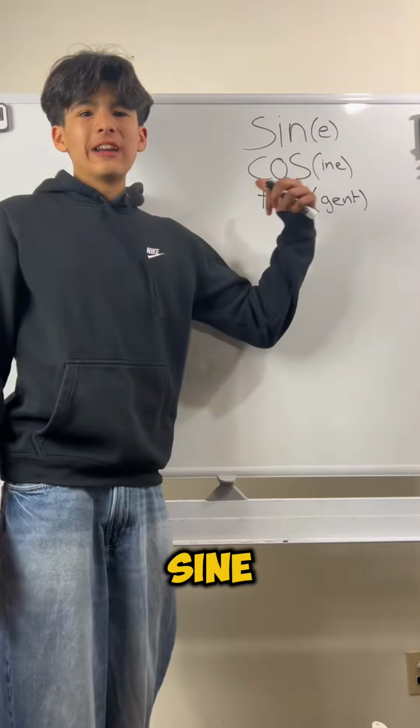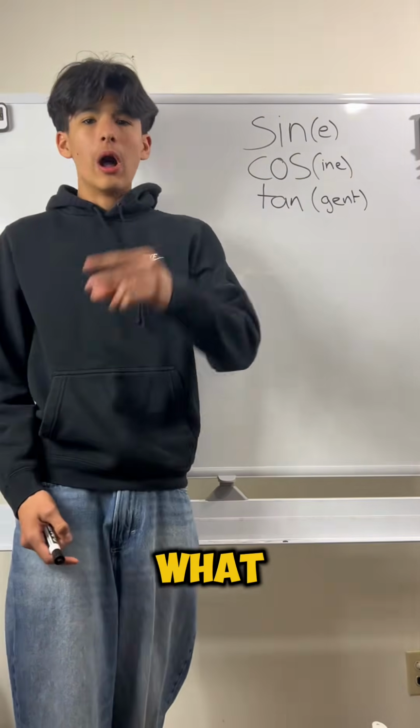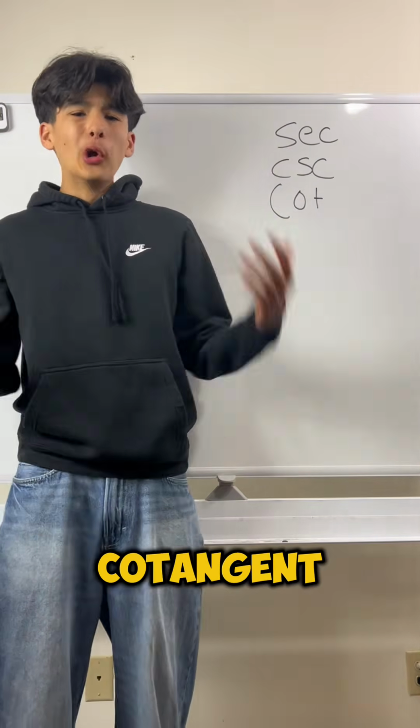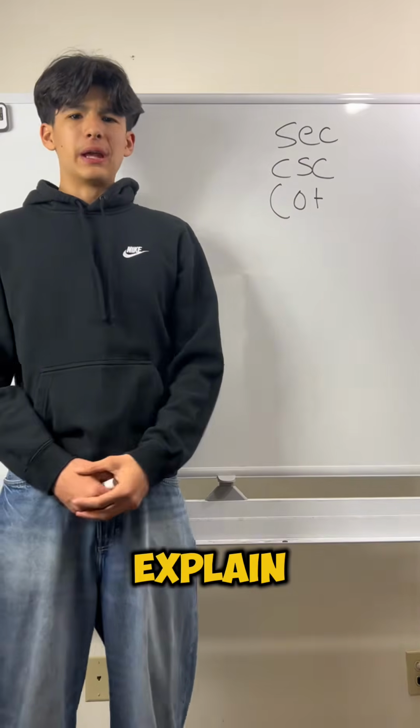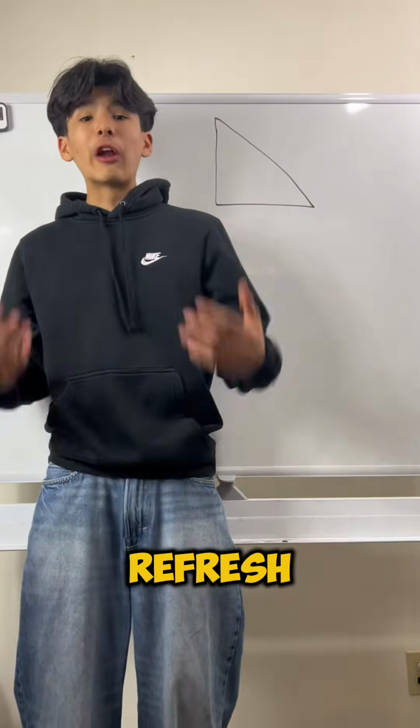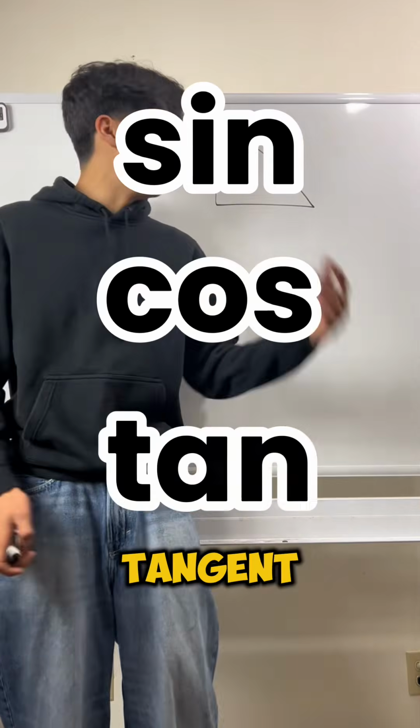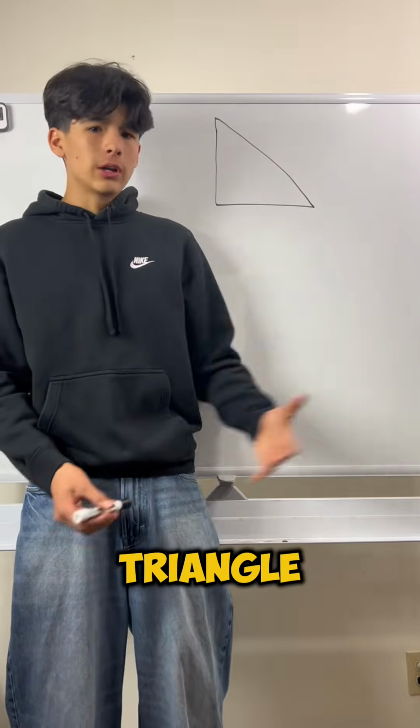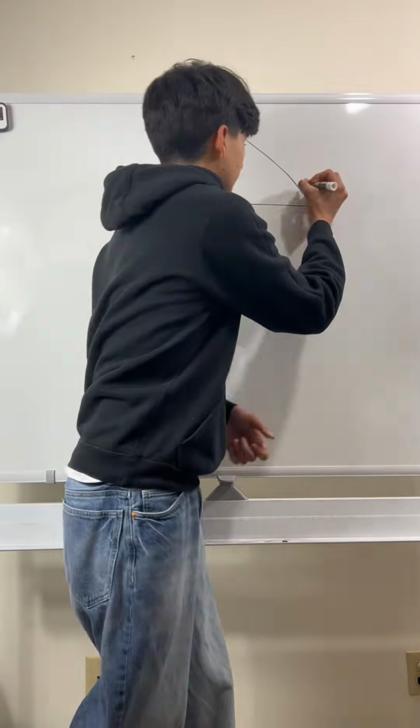You may know what sine, cosine, and tangent are, but do you know what secant, cosecant, and cotangent are? Well, let me explain. But before that, let's refresh ourselves on what sine, cosine, and tangent are. Now let's say we have this triangle with an angle called x.